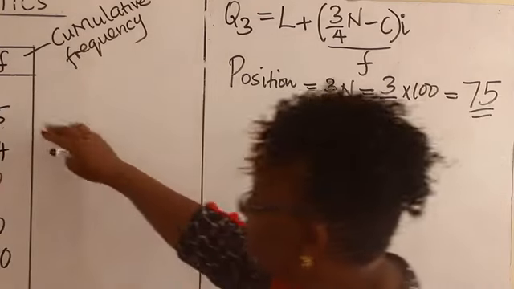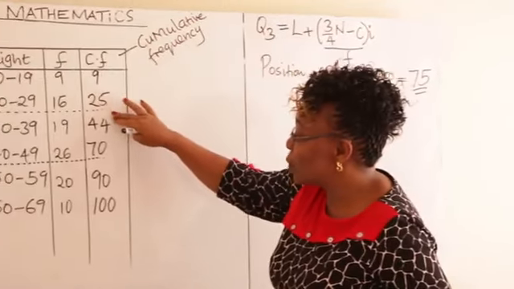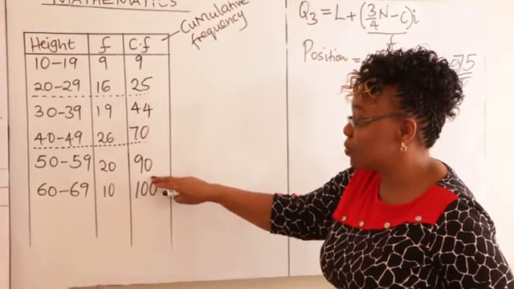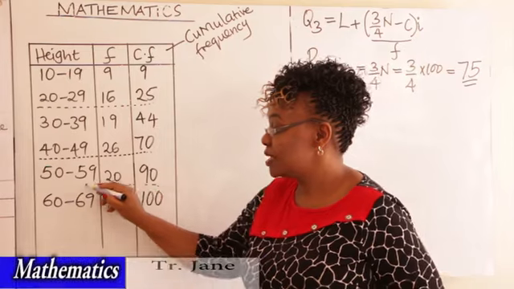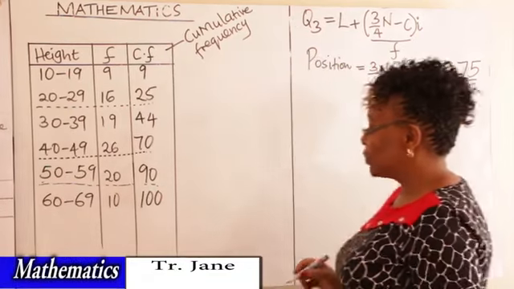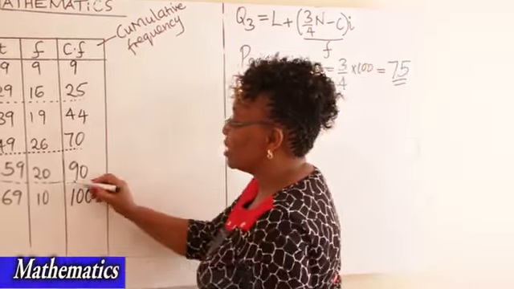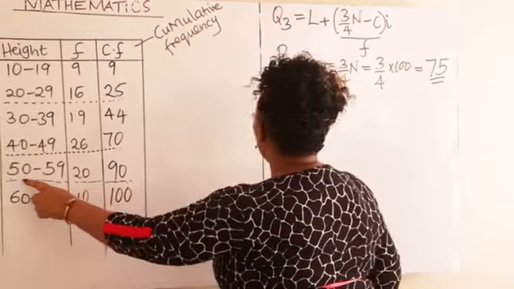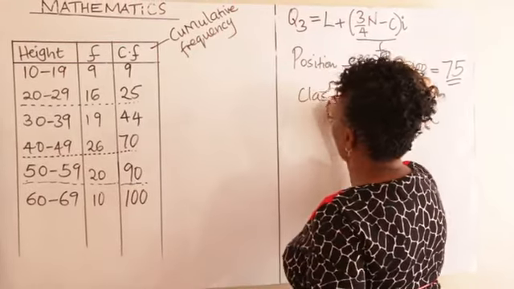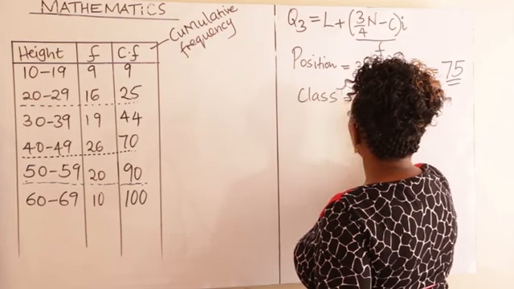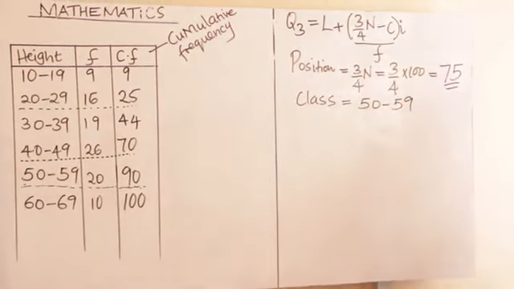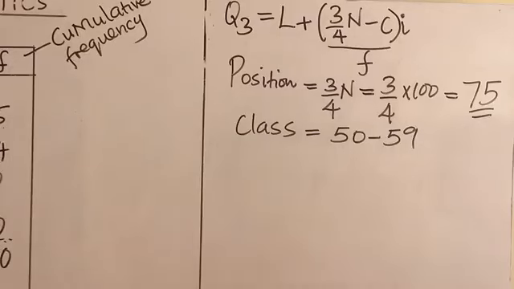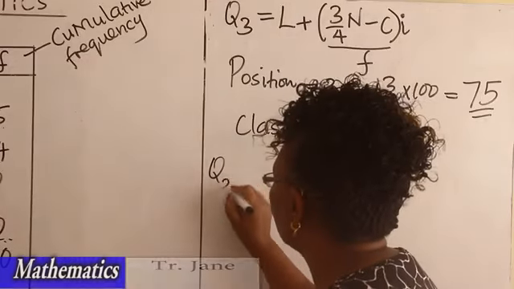You come here to the cumulative frequency. Where will 75 fall? You identify that row, meaning that you are dealing with which class? Your class is 50 to 59. Then from there, learner, work out your Q3.